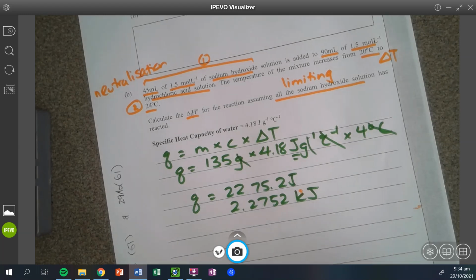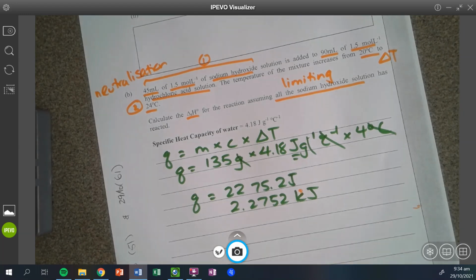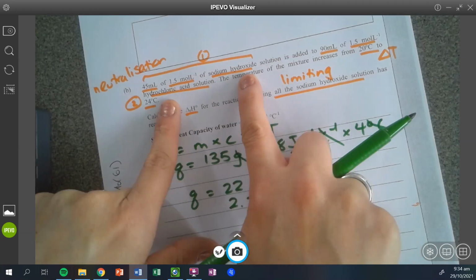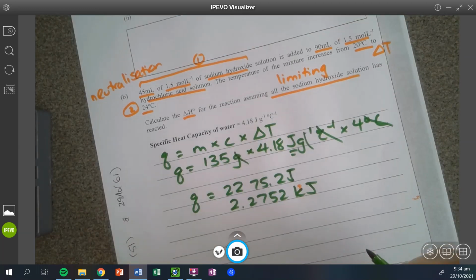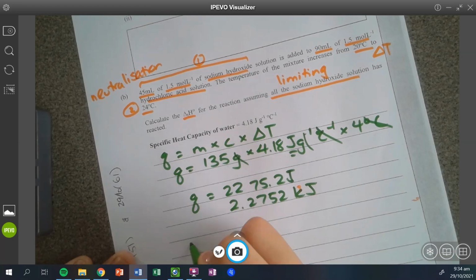Yeah. All right, cool. The next thing I then need to think about is the neutralization equation between the sodium hydroxide and the hydrochloric acid. In most cases, they will give you the equation. I'm very surprised they haven't. But the thing is, this is just a 1-to-1 ratio.